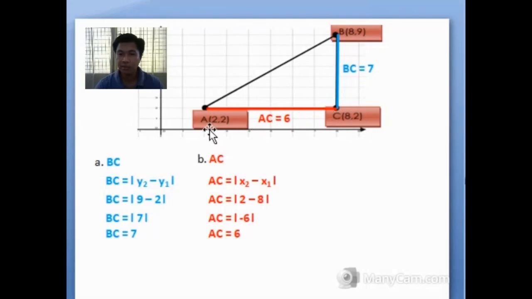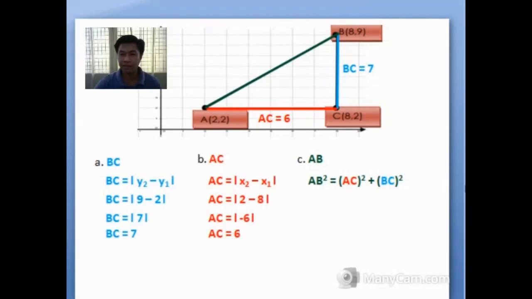Again, just like segment BC, we can simply count the number of units between the 2 points to give us the distance. So from point A we have 1 unit, 2 units, 3, 4, 5, and 6 units. So if you have to find the distance between 2 plotted points, whether on a vertical or a horizontal line, you just simply count the number of units between them. I hope that is clear to everybody.